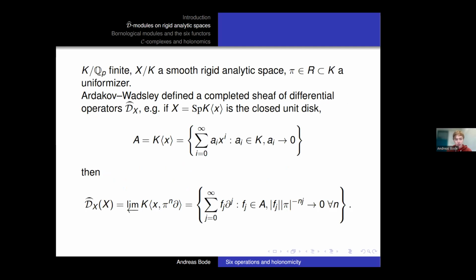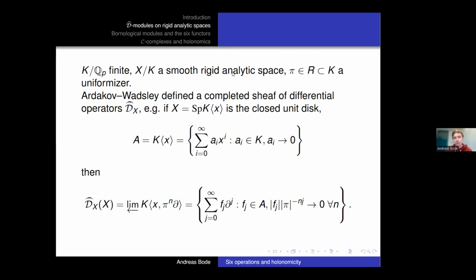Okay, so let's briefly talk about what was known before as far as D modules on p-adic analytic varieties are concerned. So here's now our new setup. Instead of the complex numbers, I'm working with some finite extension of Q_p. Almost everything I'm going to say will also work for more general extensions, but for now, let me just stick to that. Instead of a smooth complex variety, I take a smooth rigid analytic variety over K.